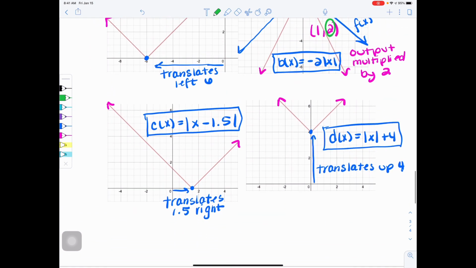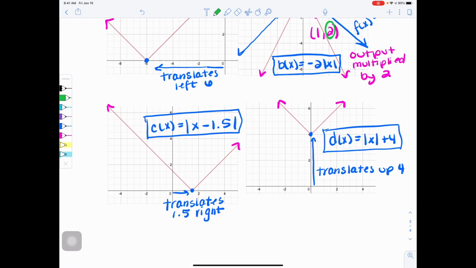And that concludes your lesson on 4 interesting transformations, day 4.